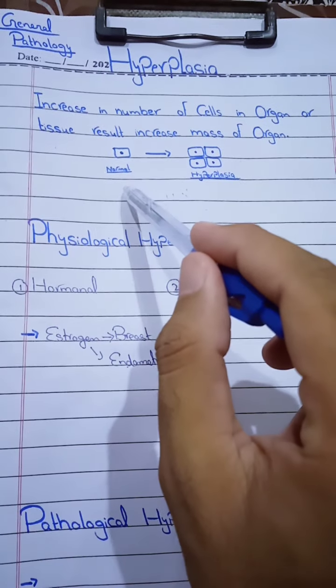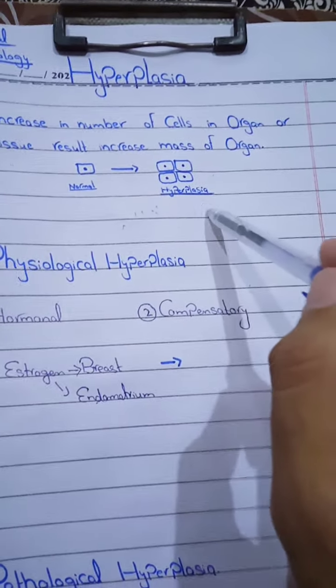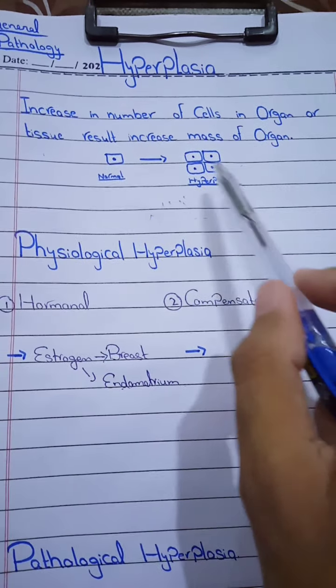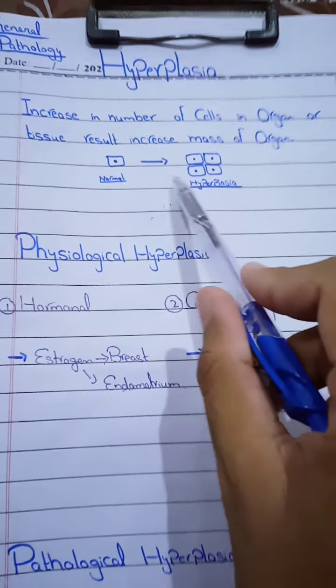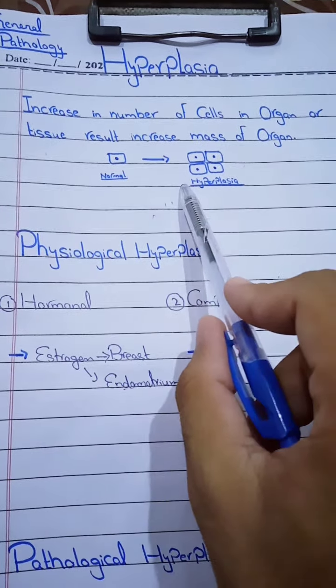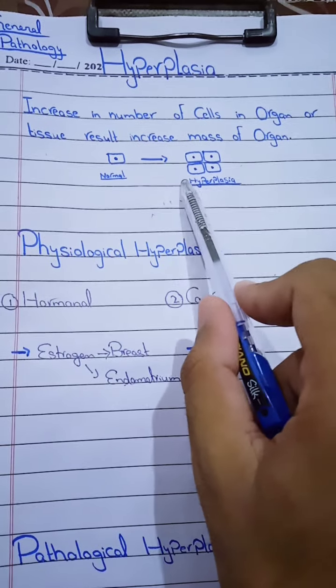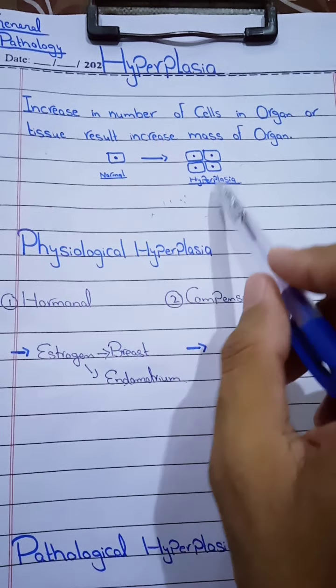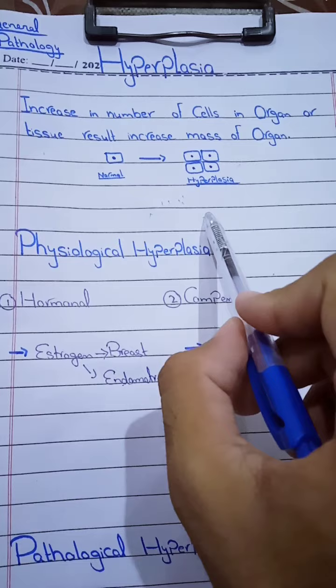This is the normal cell, you see. What is this? This is the hyperplastic cell. It may be pathological hyperplasia, it may be physiological hyperplasia. What causes it? It is caused by hormones, in the physiological or pathological setting, and growth factors also play a role.